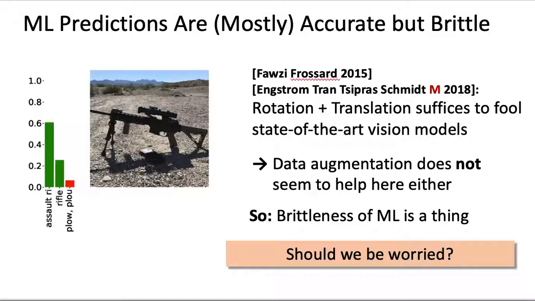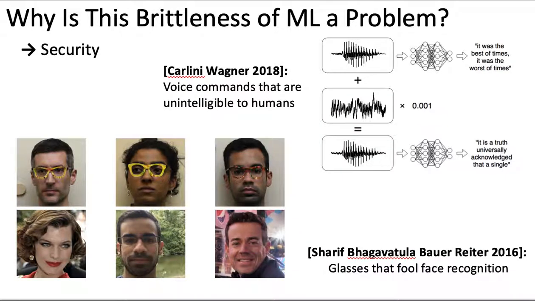And of course, the first reaction of people when I showed them was, oh, you just have to do data augmentation, you just have to expose the model to different rotations of the objects. But this does not help at all. Essentially, the model remains brittle. So hopefully this makes a case that this brittleness having an effect in the real world is a thing. And then the question is, should we be worried about this? Why is this something we should worry about?